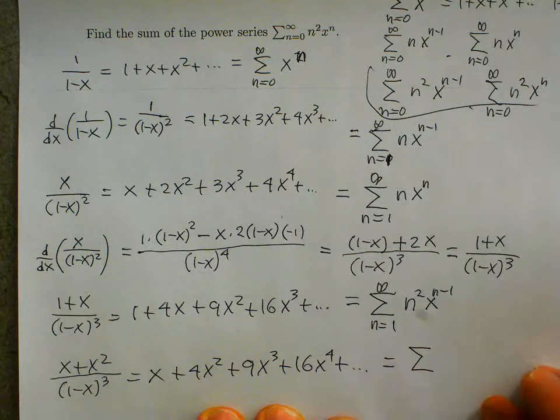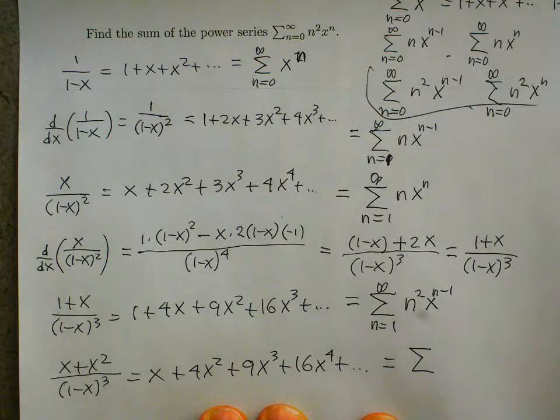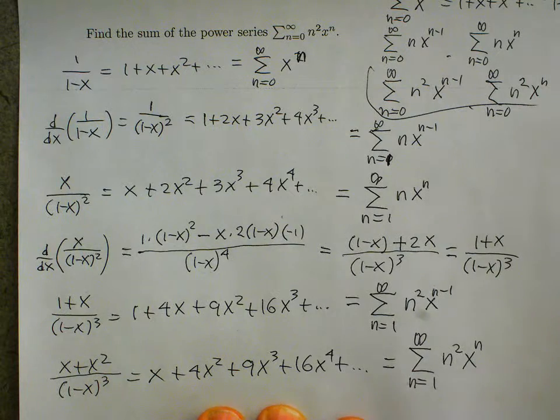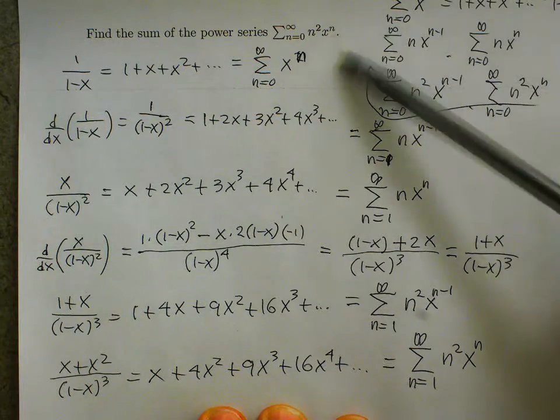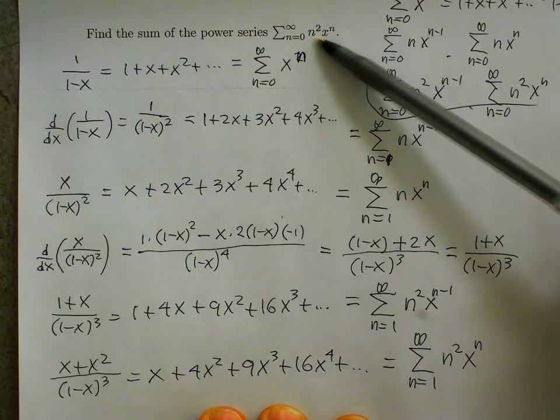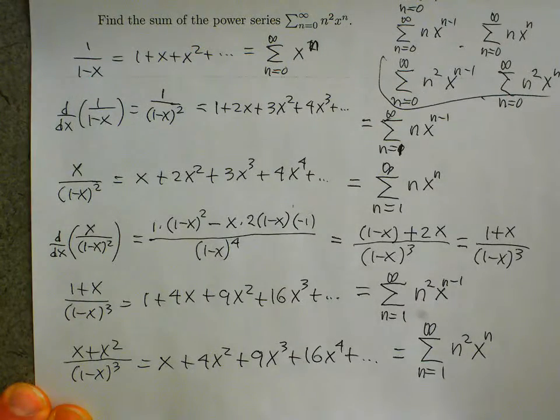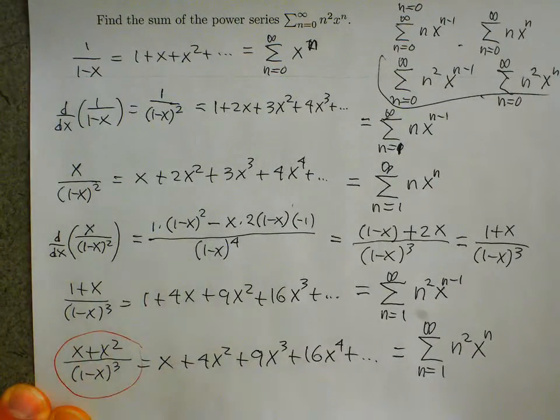And here we can start at n equals 1, and this is n to the second times x to the n. Well, my original one starts at 0, but that's okay because when n is 0, the first term up there is 0. So the non-zero terms start with n equals 1. So the answer is this function over here on the left, this rational function.